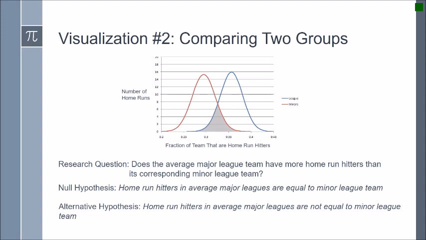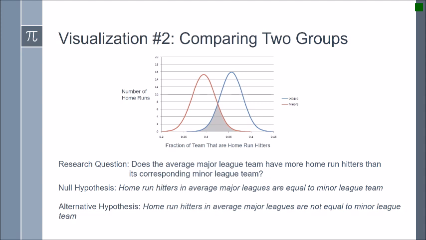So the research question here is, does the average major league team have more home run hitters than its corresponding minor league team? Now what null hypothesis have I made here? Home run hitters in average major leagues are equal to minor league teams. An alternative hypothesis here is, home run hitters in average major leagues are not equal to minor league teams.